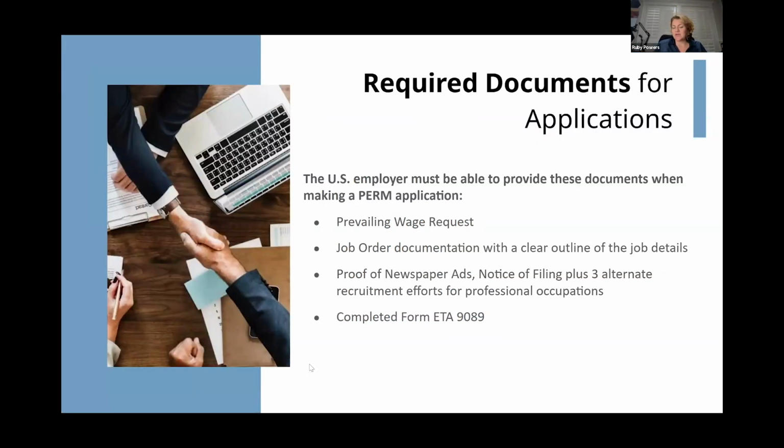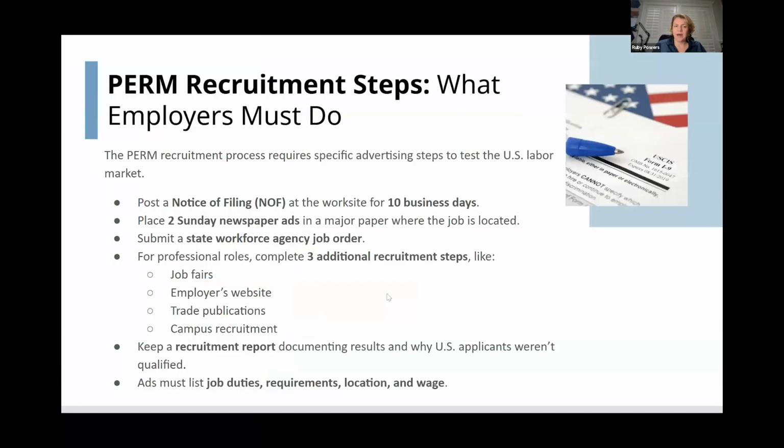The required documents for applications include the prevailing wage request, which can take that 5 to 6 months, the job order documentation with a clear outline of the job details, the proof of the newspaper ads and notice of filing plus 3 alternate recruitment efforts for professional occupations, and the completed Form ETA 9089. So what does it look like? What does the employer have to do?